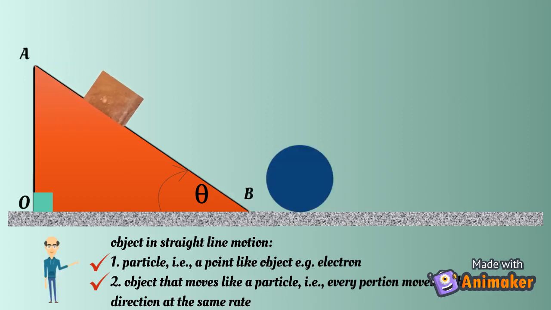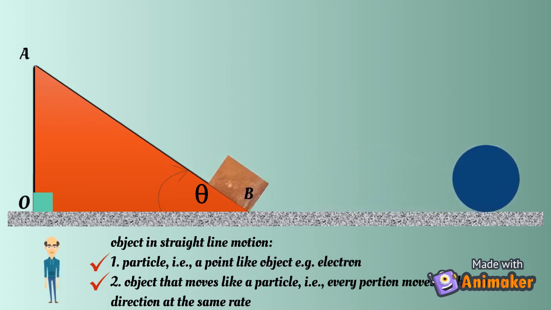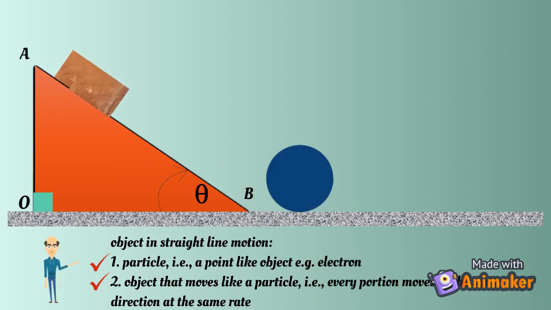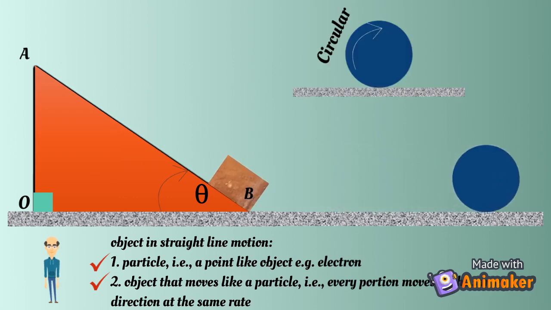Therefore, the rectangular block fits into our definition of an object moving in a straight line. But the ball that it hit at the bottom of the inclined surface and which rolled further along the floor does not fit into our definition of an object moving in a straight line. That is because all points in the ball are not moving in the same direction and at the same rate. Why? Since the ball is rolling.